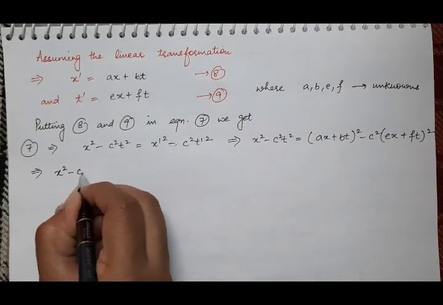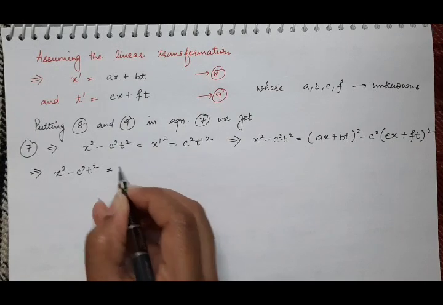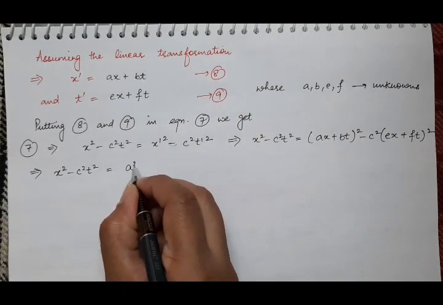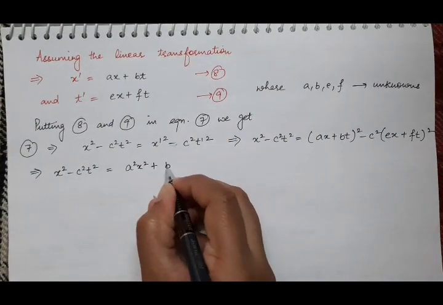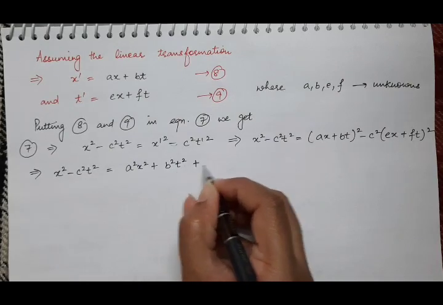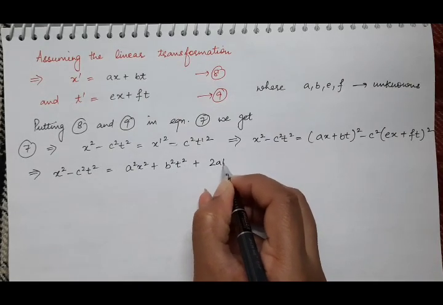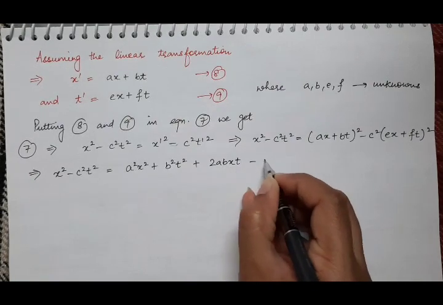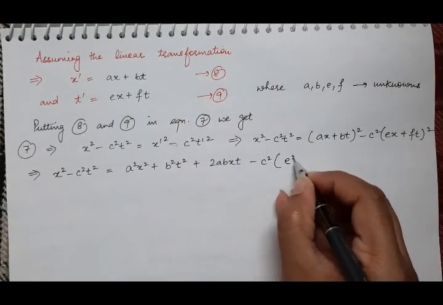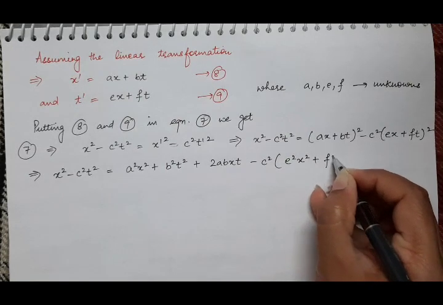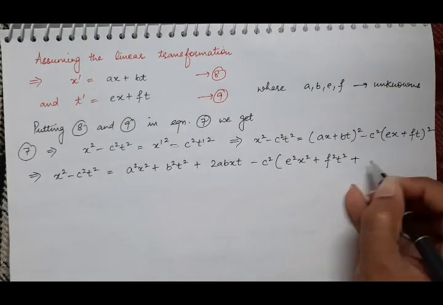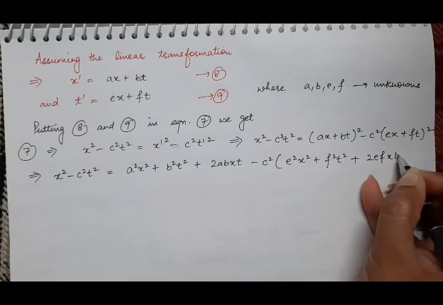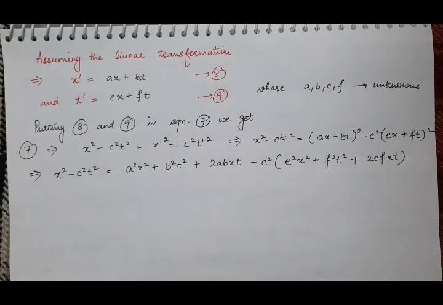Now use the formula for (a plus b) whole square in both of these brackets. So we have x square minus c square t square equal to a square x square plus b square t square plus 2abxt, minus c square into e square x square plus f square t square plus 2efxt. Here we have used the identity (a plus b) whole square equal to a square plus b square plus 2ab.